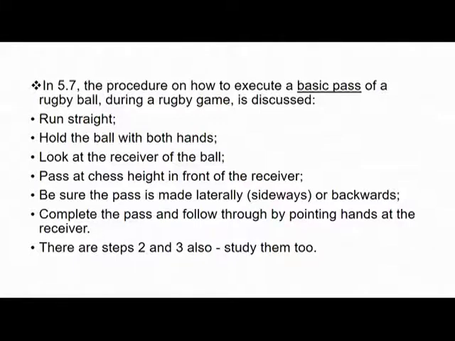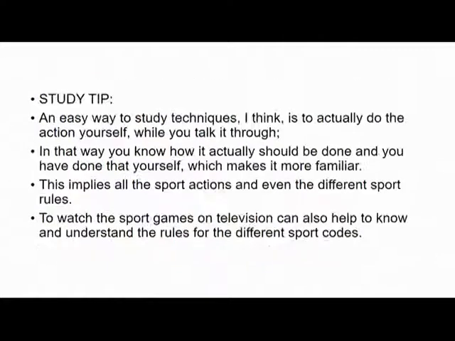In 5.7, the procedure on how to execute a basic pass of a rugby ball during a rugby game is discussed. Run straight. Hold the ball with both hands. Look at the receiver of the ball. Pass at chest height in front of the receiver. Be sure the pass is made laterally, that is sideways or backwards. Complete the pass and follow through by pointing hands at the receiver. There are steps 2 and 3 also, and you should study them too, as well as the above mentioned.